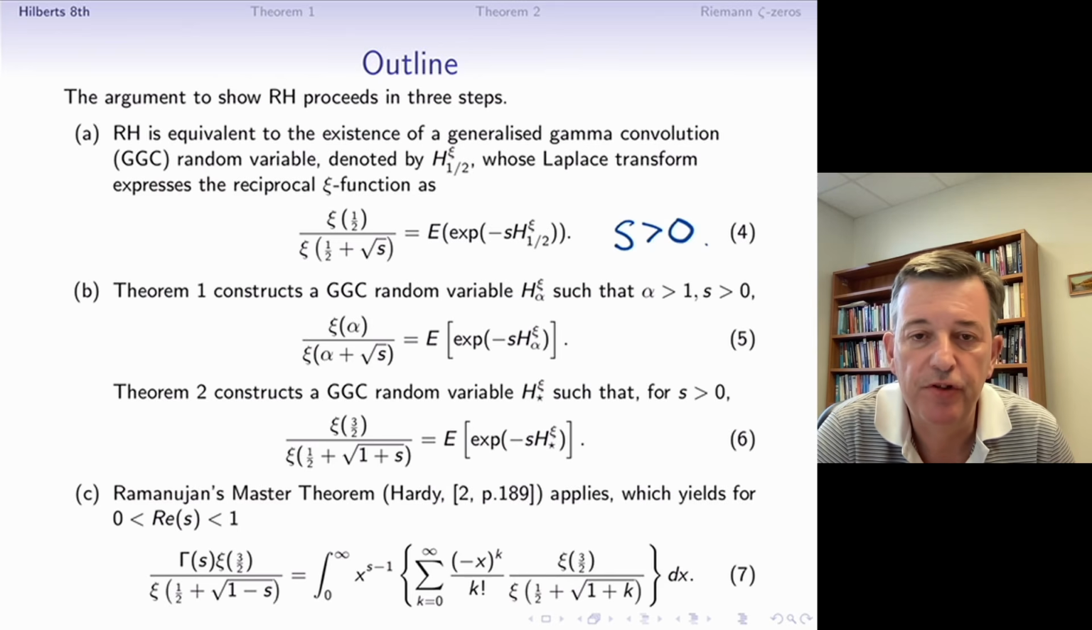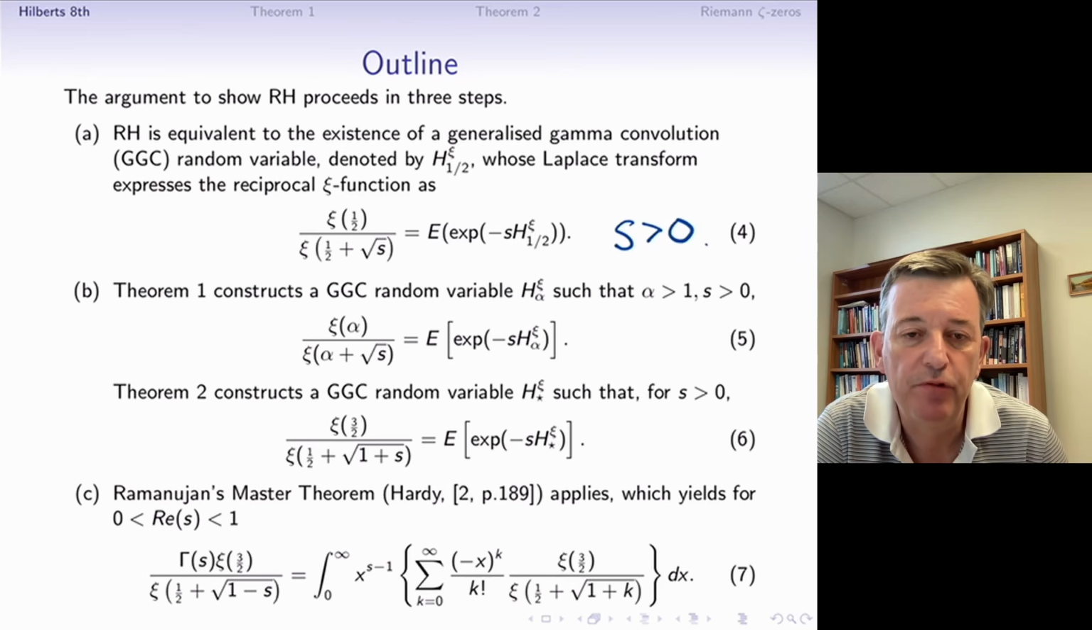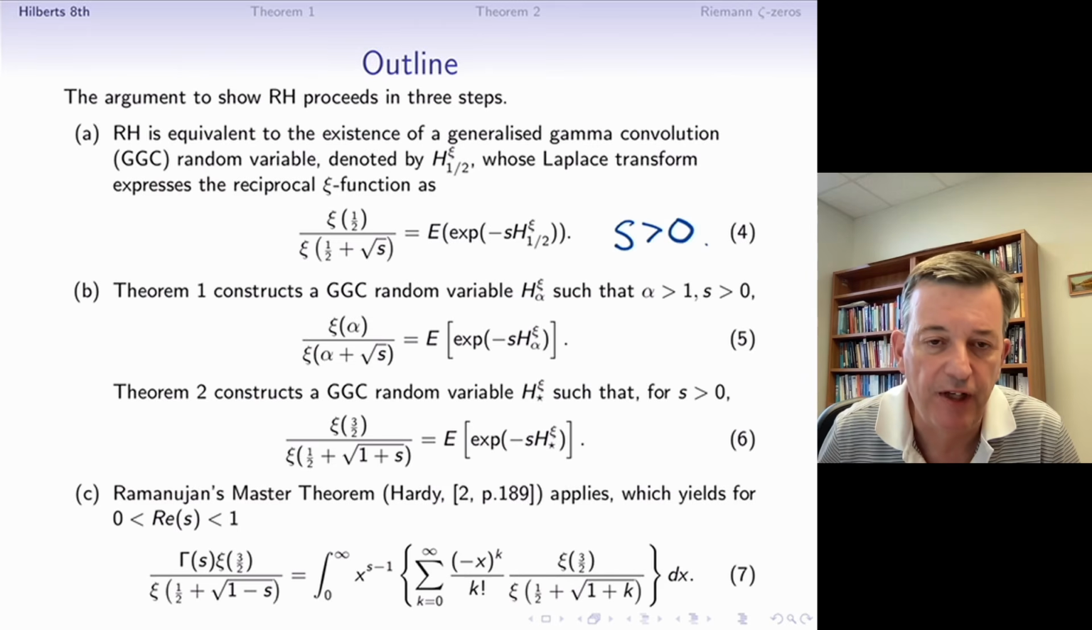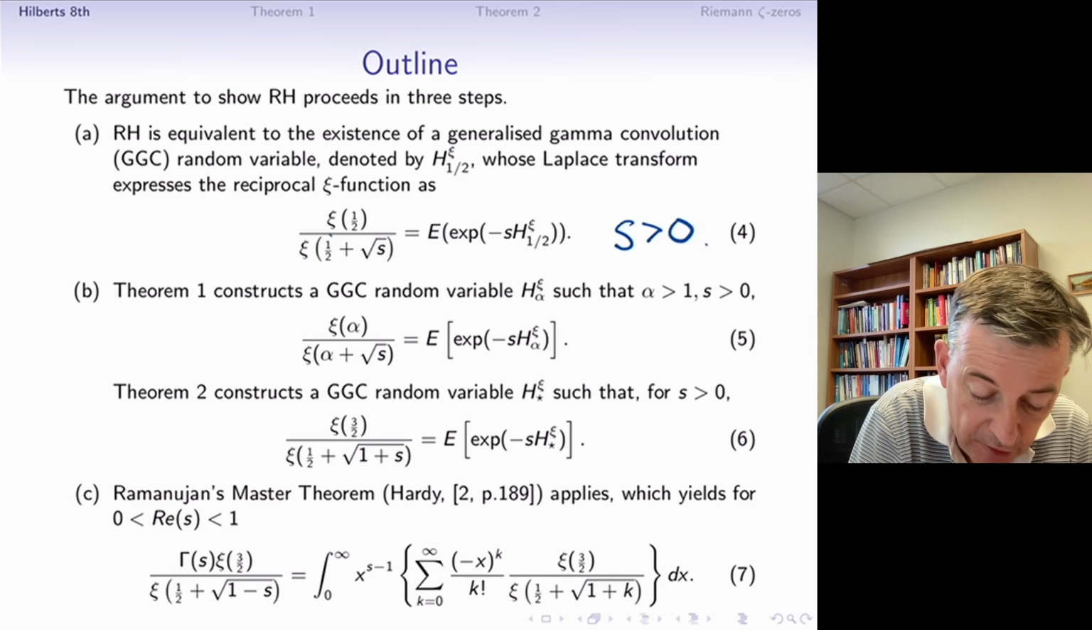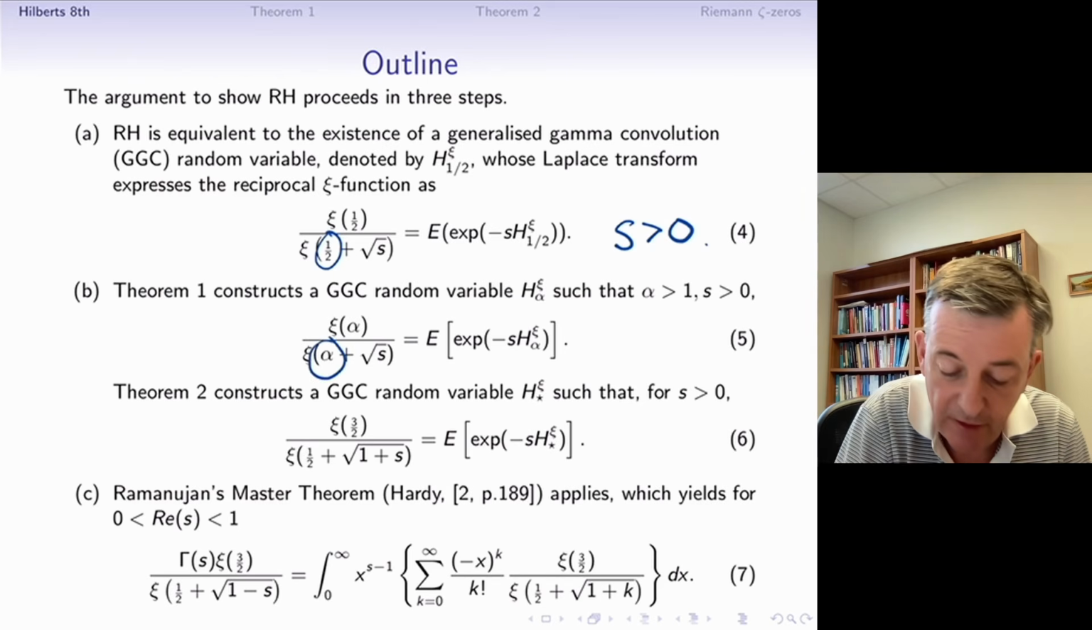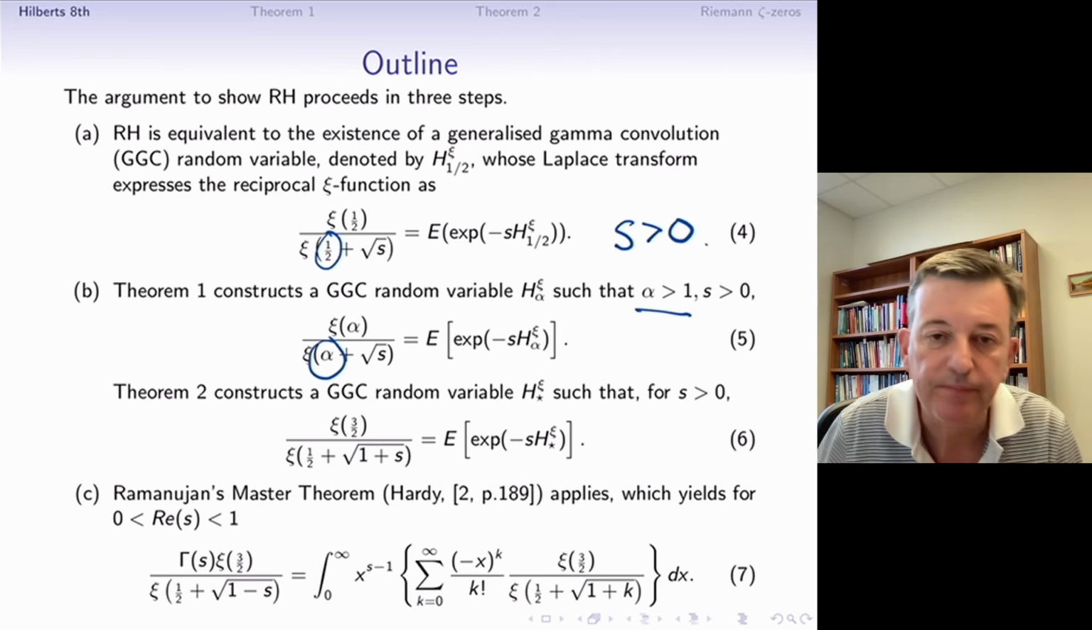And then we need to go and construct our random variable h1/2 of xi. And we're going to do that in 2 steps. So point B, the first step is that we're going to start not by looking at xi at a half. Notice the half in there. We're going to start by looking at xi at alpha, where alpha is bigger than 1.